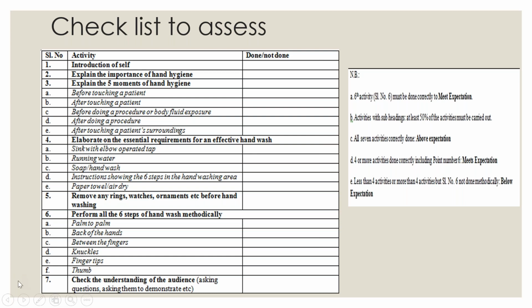Now, a student who is able to perform all the 7 steps in the checklist will be assessed as having a skill of above expectation. A student who does 4 or more activities correctly, including point number 6, methodically, will be marked as meeting expectation. And a student who does less than 4 activities, or 4 or more activities but serial number 6 not done methodically, will be marked below expectation.